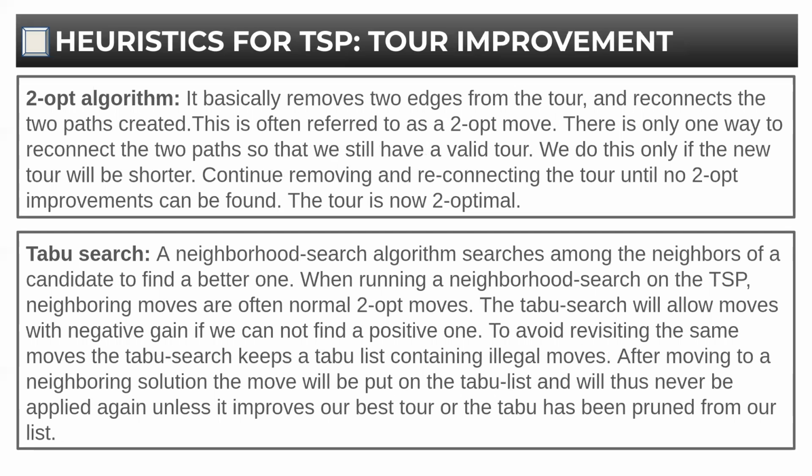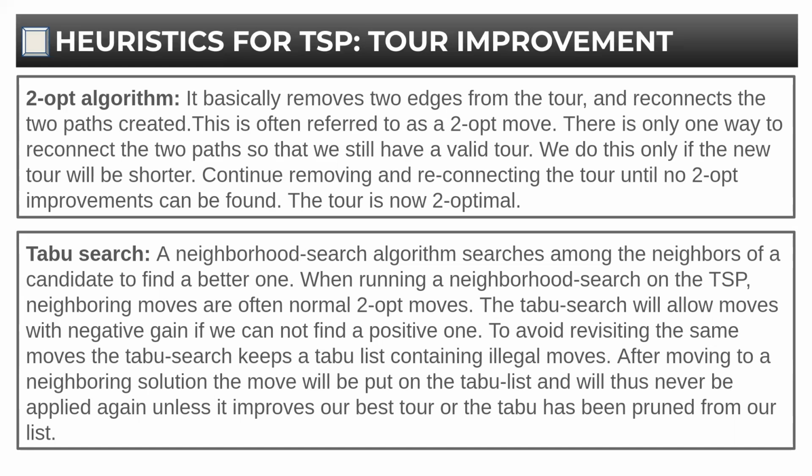Tour improvement heuristics for TSP. First, the two-opt algorithm. This algorithm basically removes two edges from the tour and reconnects the two paths created. This is often referred to as a two-opt move. There is only one way to reconnect the two paths so that we still have a valid tour. We do this only if the new tour will be shorter. We continue removing and reconnecting the tour until no two-opt improvements can be found. Then this tour is said to be two-optimal.